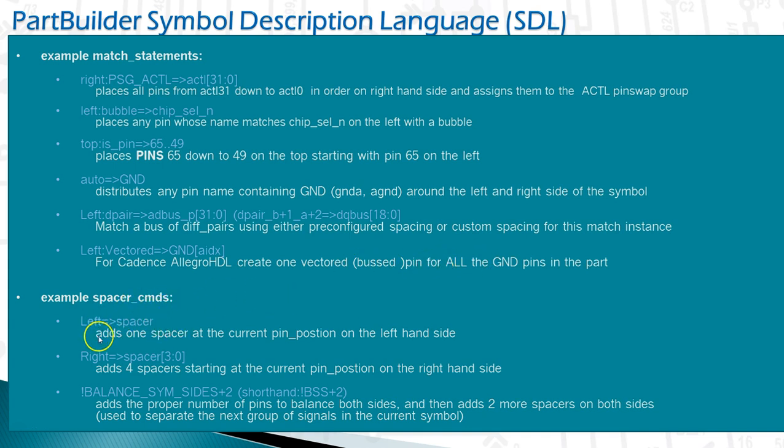Left equals spacer. This adds one spacer at the current pin position on the left-hand side. Right equals spacer 3 to 0 adds 4 spacers starting at the current pin position on the right-hand side. Balance both sides plus 2 adds the proper number of pins to balance both sides and then adds 2 more spacers on both sides. It's really used to separate the next group of signals in the current symbol. I like to think of it as creating a sub-symbol within a symbol.